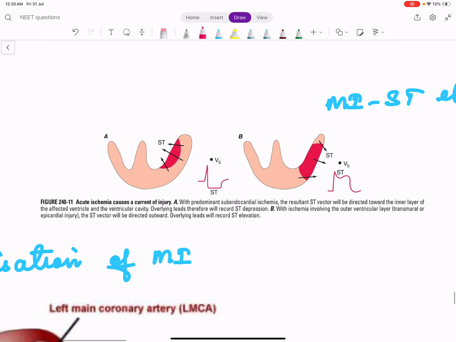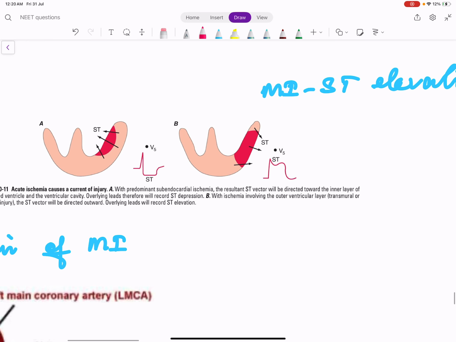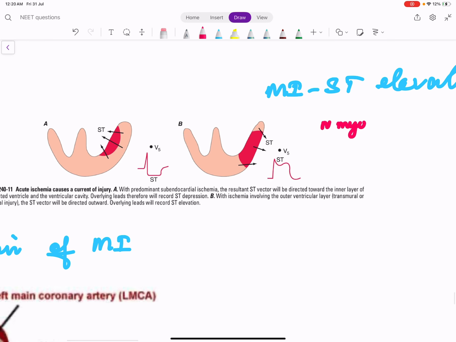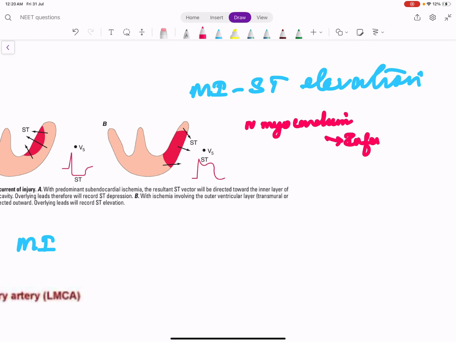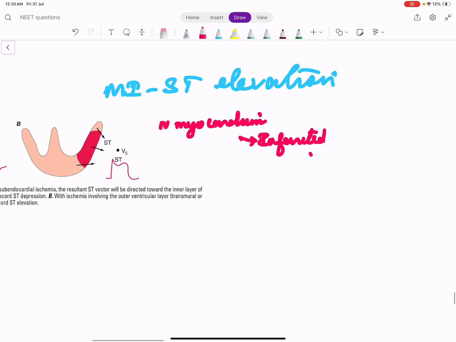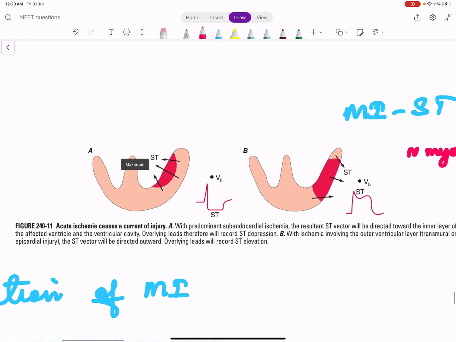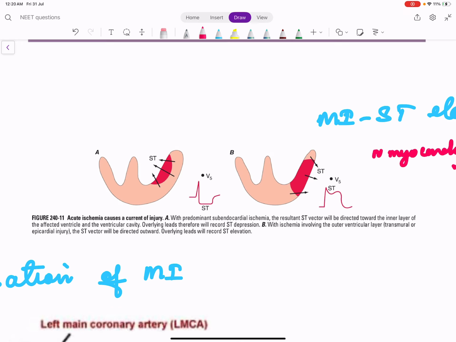So why is there ST elevation? Usually the vector goes from a normal myocardium to infarcted myocardium. We have two types of myocardial infarction. One is subendocardial, so it's a subendocardial ischemia. The periphery is normal, only the subendocardial portion is infarcted. So since the periphery is normal, the vector goes towards the diseased area. So we get depression because it is going away from the surface.